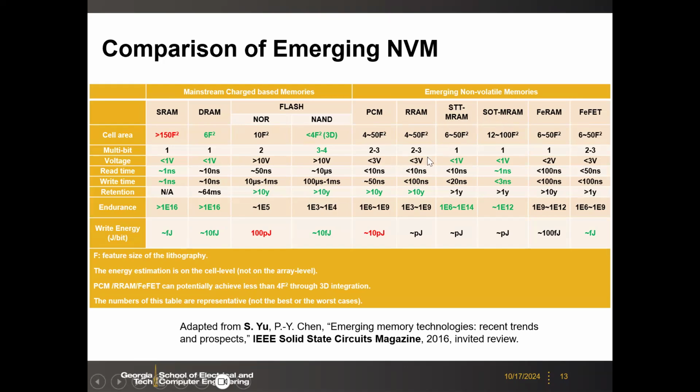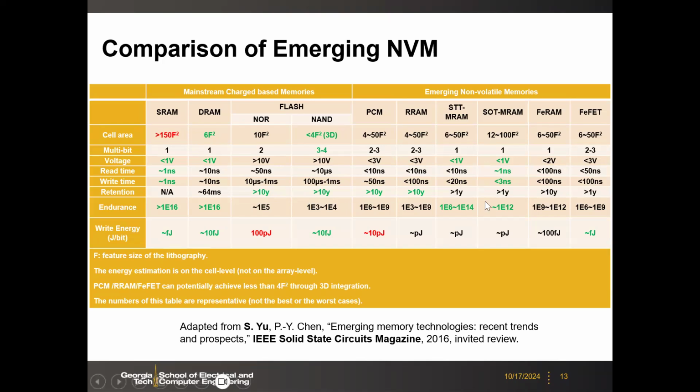So here then the voltage is typically a little bit higher than the SRAM, but much lower than the NAND flash, because NAND flash is more than 10 volts, even 20 volts. So those emerging memories typically work at 1 to 3 volts. And then the read time is typically fast, less than 10 nanoseconds, depending on the resistance. So typically, a few nanoseconds to 10 nanoseconds you can read.